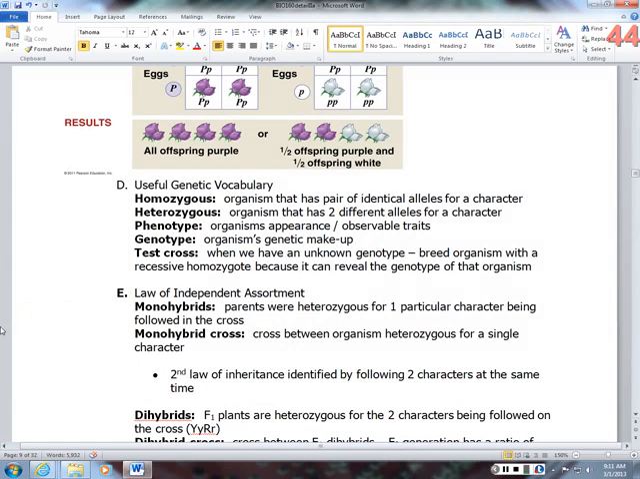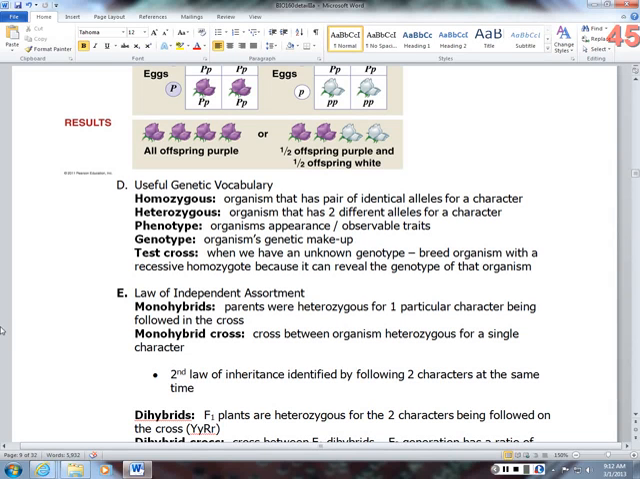So some other genetic vocabulary in here. If it's homozygous, it means that the organism has 2 identical pairs of alleles for the character. So they're going to have the same type of gene in there. Heterozygous means they get 2 different alleles for the character. The phenotype is what is actually expressed or observed in the organism, so what you actually see for the color of the flowers. The genotype is the genetic makeup.